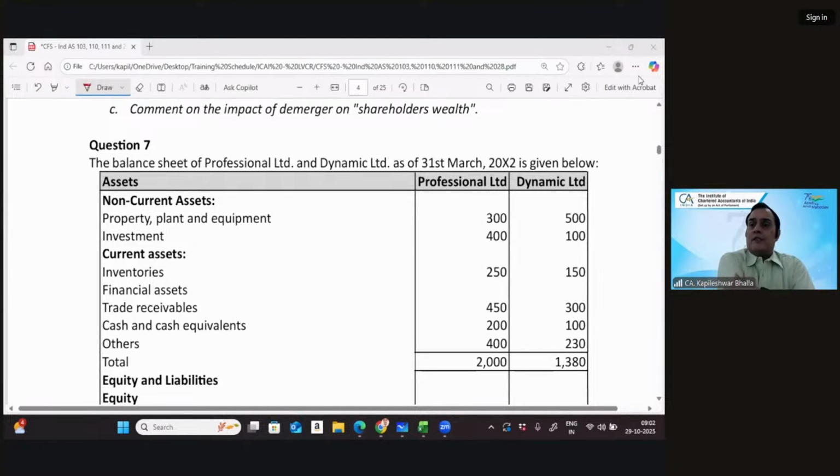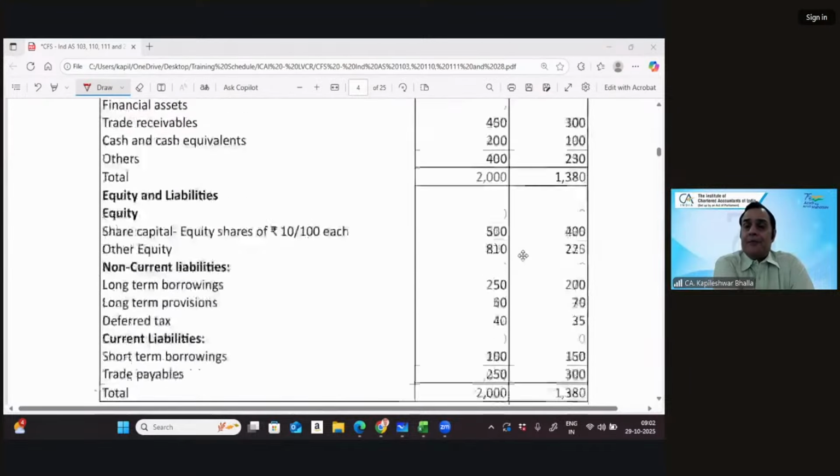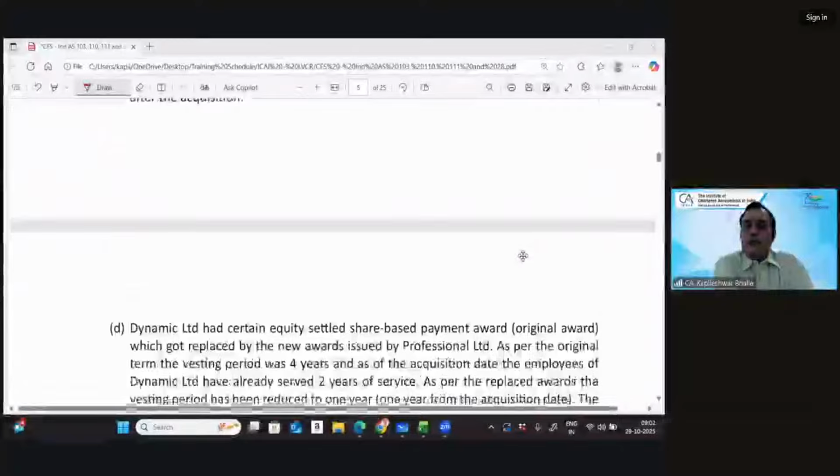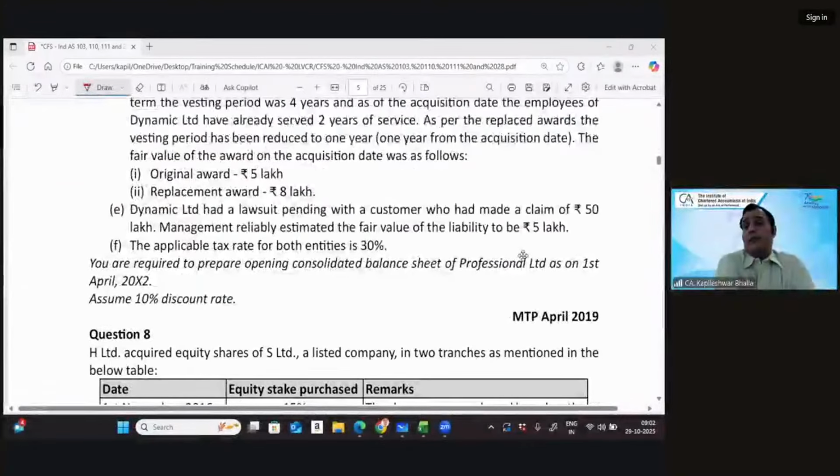First, we'll just go to the requirement of the question. I always tell people, it's a good idea that you first of all go through the requirement of the question so that you know exactly what is to be done. This question is there in the study material as well, and it came in mock test papers in April 2019 as well. It says you're required to prepare an opening consolidated balance sheet of Professional on 1st April X2, and we're also given a 10% discounting rate.